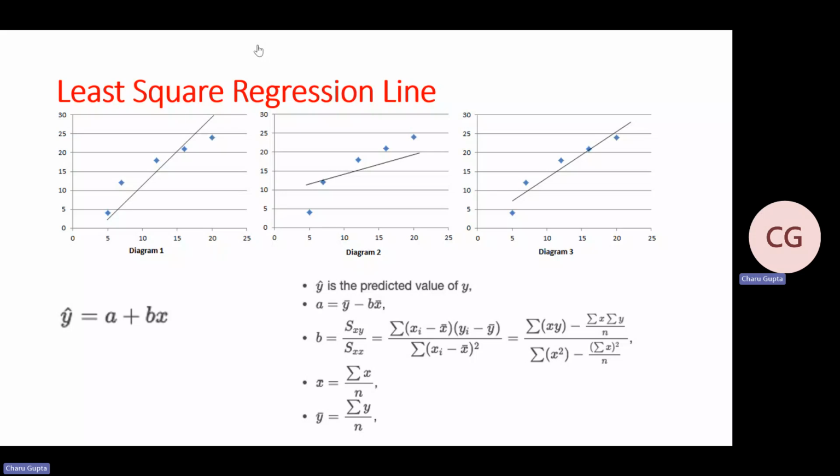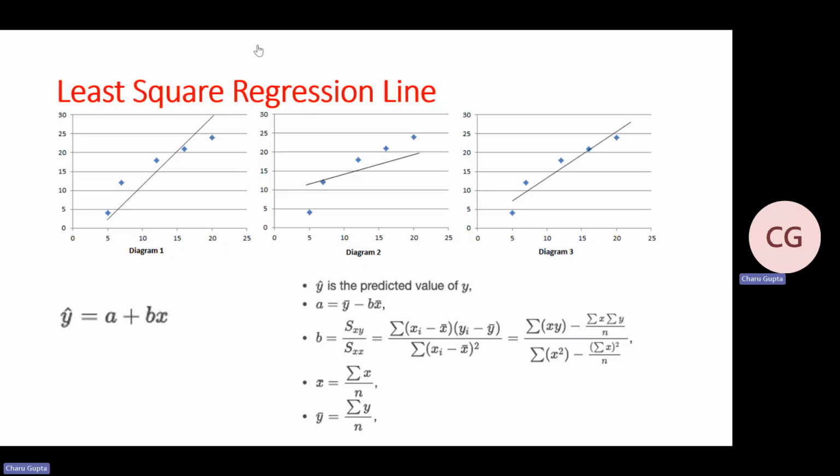Okay, so for this least square regression analysis, we first take the equation of the line, which is y equals a plus bx. This y is y cap, or y dash, which is the predicted value. Next, we find out the value of a, and with this, we calculate the deviation, which is the difference between the x value and its mean.